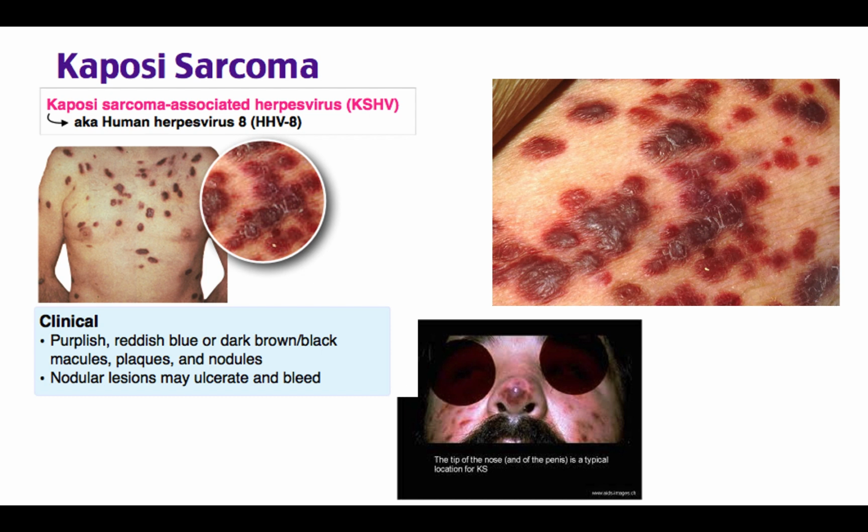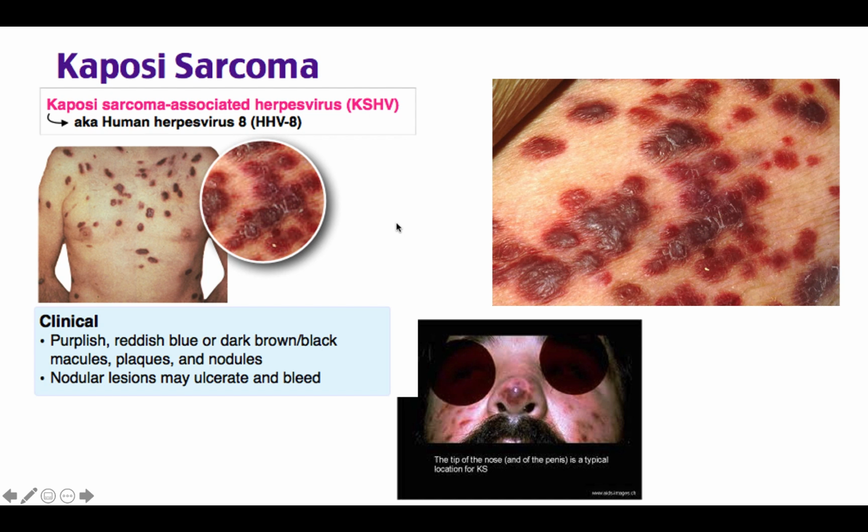Herpes, also last thing: Kaposi sarcoma. Kaposi sarcoma is associated with herpes 8, as you know. Clinically it is purplish, reddish, blue or dark brown, black macules, papules and nodules all around the skin. What will this be? A patient will not come to you out of the blue with Kaposi sarcoma. This is rare. It will be a patient you know who has HIV.